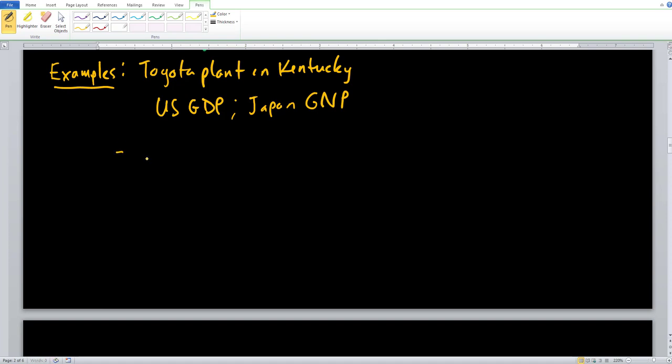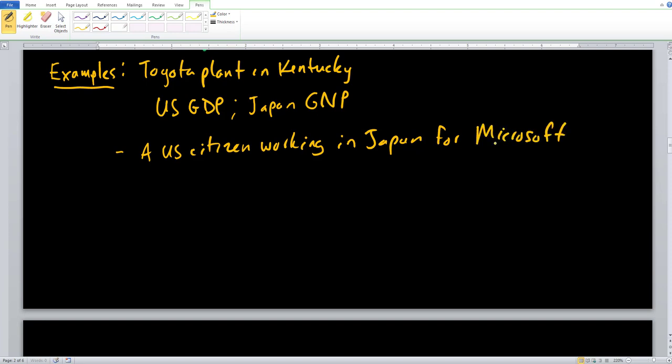Next, let's go ahead and take a look at a particular individual. So a US citizen working in Japan for Microsoft. So here, now you tell me exactly where this is going to fall in terms of the United States. For the United States, is it GNP or GDP? Here, we're taking a look at a US citizen. We're also taking a look at Microsoft, which is a US corporation. So both of them are telling that, yes, this is going to fall within US GNP. Not necessarily US GDP, because it is not within US borders. We're only focusing in on the citizenship right here.